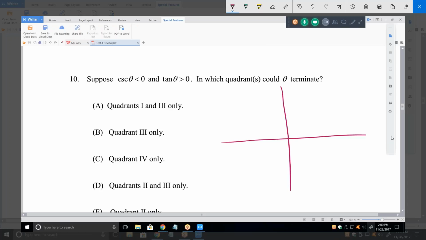Tell me what's positive and what's negative in these four quadrants. How about quadrant 1? All of them are positive. Quadrant 2. Sine is positive. Sine and what else?